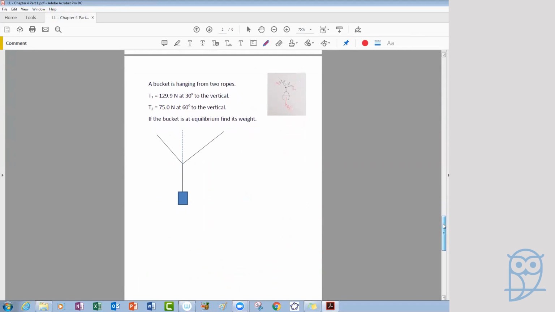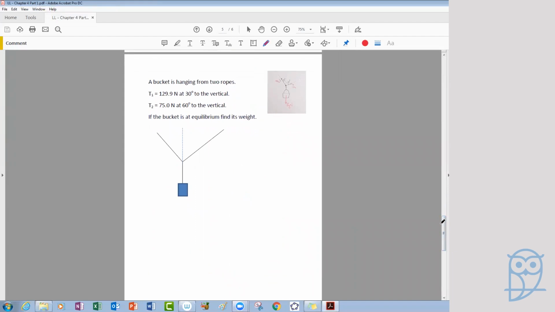Let's see this problem again. This object is at equilibrium. A bucket is hanging from two ropes. Here is one rope and another rope, and here is the bucket. So we'll take forces acting at this point. Let's call the tension in this rope T1. It's given as 129.9 newtons, and it acts at 30 degrees to the vertical, which means this angle is 30 degrees. T2 is 75 newtons and acts at 60 degrees to the vertical, so this angle here is 60 degrees.